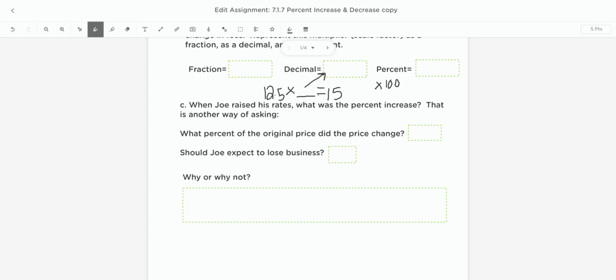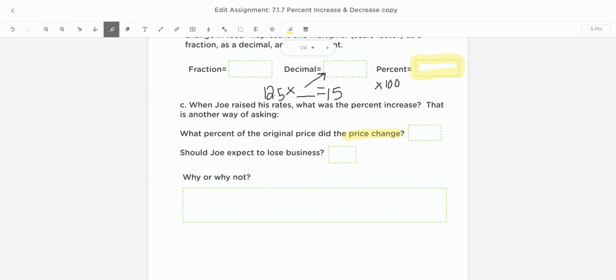For letter C, it says when Joe raised his rates, what was the percent increase? That is another way of asking, what percent of the original price did the price change? So I want you to keep in mind that this is asking about price change. The original $12.50 is the 100%. So with whatever percent you determined up here, I want you to ask yourself, how far away is that from 100%?